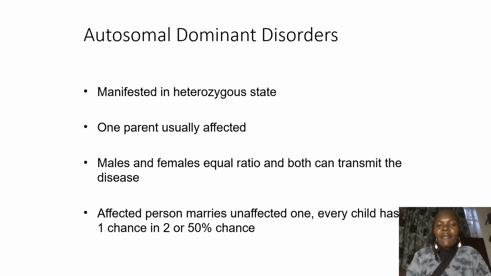A bit of the characteristics of the diseases found in this group: they are manifested in the heterozygous state. It means that in the heterozygous state, as much as the allele for the disease is dominant, it will suppress or mask the recessive allele for healthiness. So those individuals will show affected. But one parent is usually affected. It can't be that none of them is affected or both of them are affected, because then it is not going to bring the real picture. Males and females have an equal ratio of transmitting the disease, and if an affected person, be it the father or the mother, marries an unaffected one, every child has a chance, 1 out of 2 of the children getting affected. It means a 50% chance of getting affected.